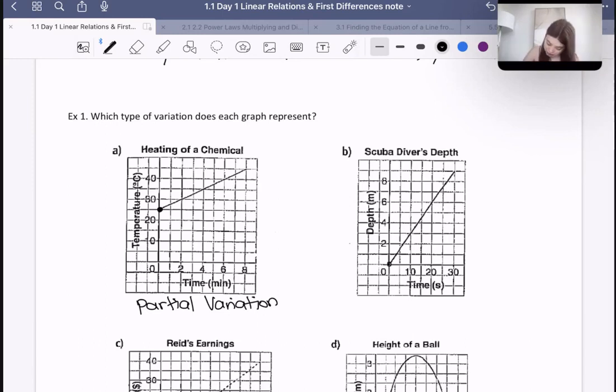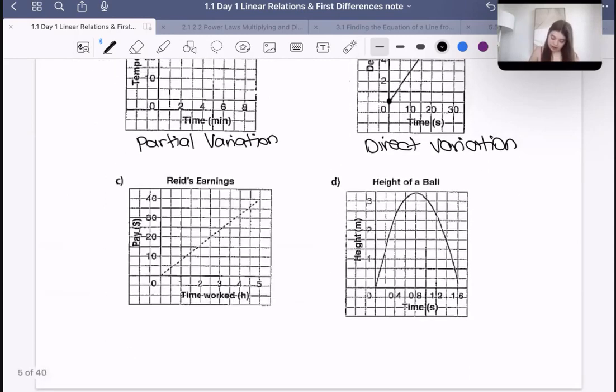Now, scuba diver depth, well, that looks like 0, 0, so that would be direct variation. Good. All right, what about this one? Let's see. This would be direct variation again, because here we're starting at 0, 0, so it's directly proportional there.